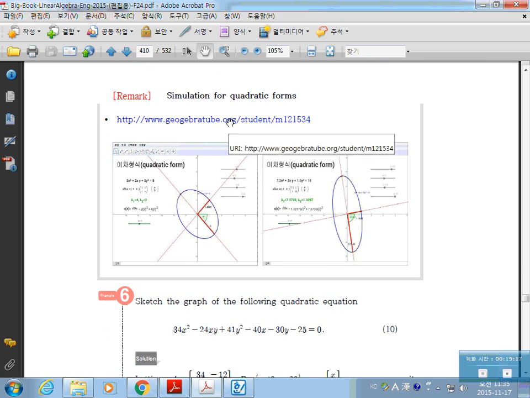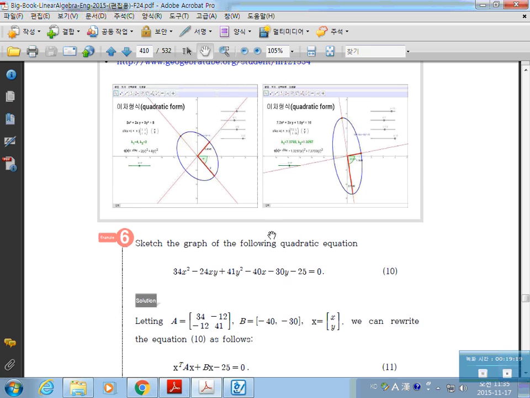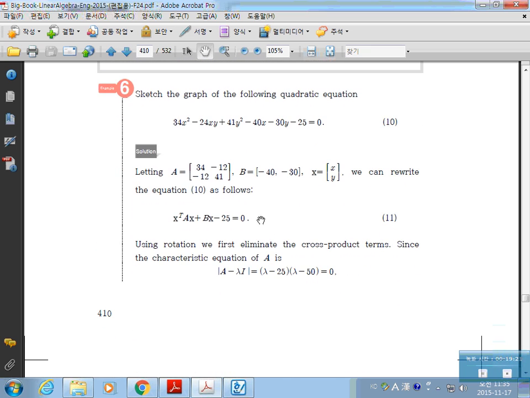That's the whole idea. You can simulate it from this GeoGebra site, and sketch the graph of the following quadratic forms like this. Now you have the terms like this and a constant. So do the same thing. You can rewrite this one in this form with a matrix. This quadratic equation can be written as a quadratic form plus bx minus 25 is equal to 0.